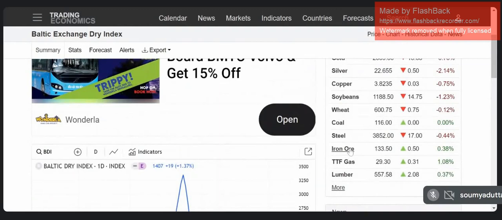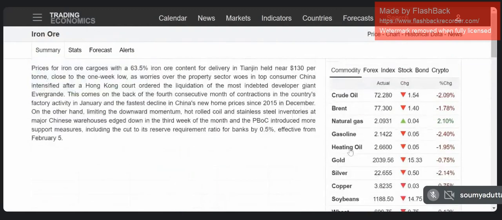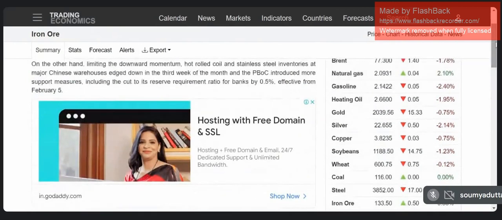You get the iron ore prices also here. So iron ore prices going up is good for NMDC. Gold prices going up is good for all the jewelers.